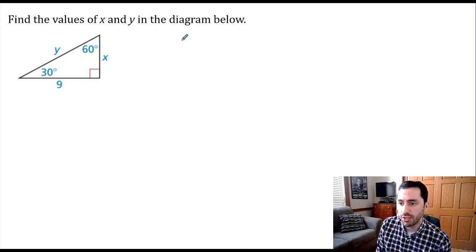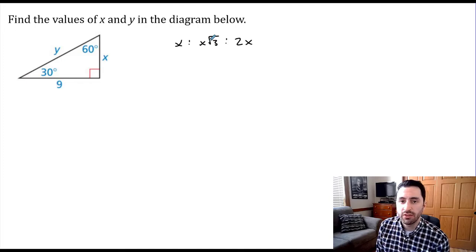Remember the ratio is x, x times the square root of 3, and then 2x. So x is the shortest side, the side that's across from the 30-degree angle. The short side times the square root of 3 gives me the side that's across from the 60-degree angle. That is the longer leg. And then 2 times that short side gives me the hypotenuse. So in my example here, y is the hypotenuse.